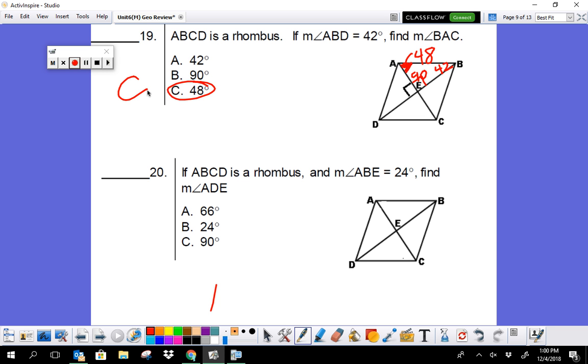Number 20, ABCD is a rhombus. And the measure of ABE is 24. Find the measure of ADE. So this angle right here. Okay, so again, this is a parallelogram. Okay, so I know that this angle is also 24. I know that these are all 90 degrees in the middle. And so what I can now do is figure out what some of these missing angles need to be.